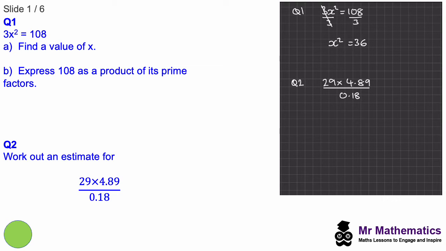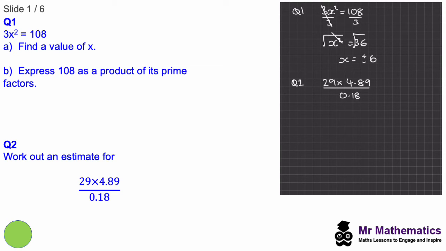So now we cancel out the square by taking the square root of both sides. The square and the square root will cancel, so we're left with x is equal to plus or minus the square root of 36, which is 6. It's two solutions because a negative times a negative is also a positive.